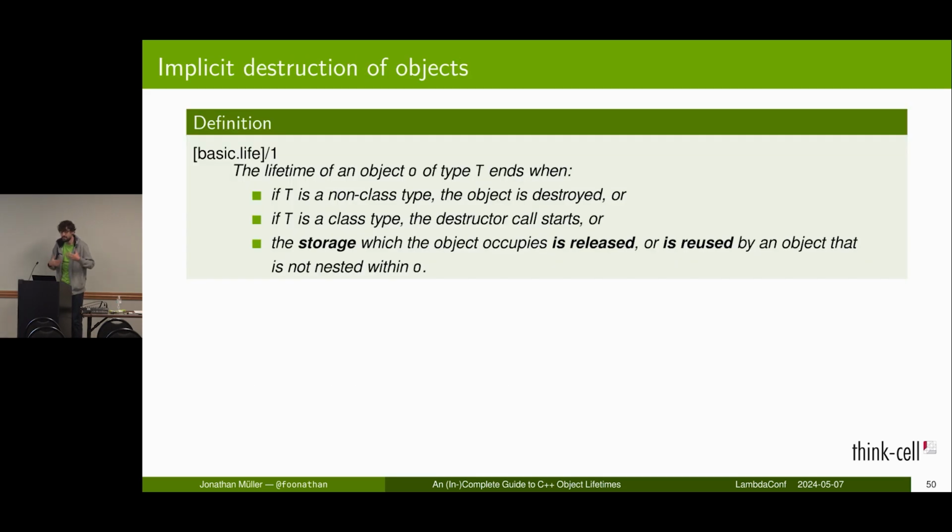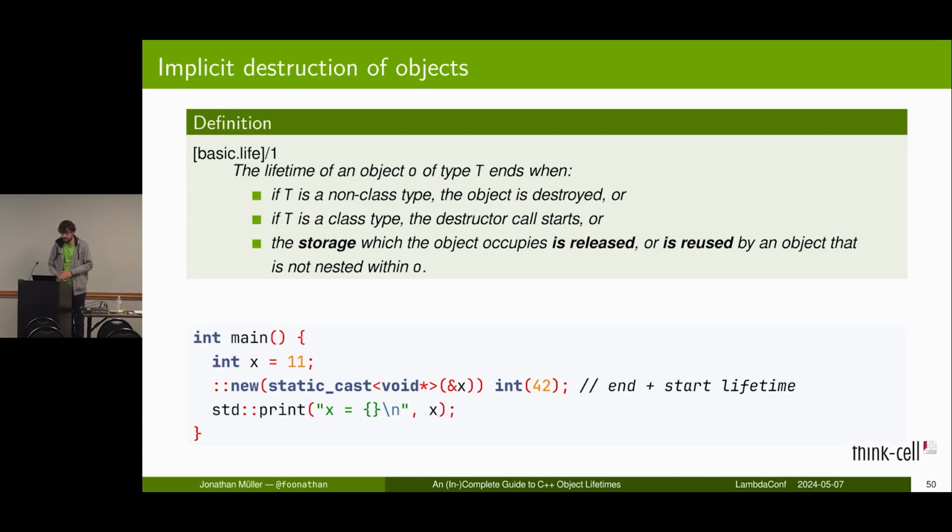So, similar to implicit creation, we also have implicit destruction. An object's lifetime ends when we destroy the object by calling its destructor, but also when we release or reuse the storage. So when we want to reuse the storage, we can just call placement new. Right? We don't have to call destroy at. This implicitly ends the lifetime of the first int object and starts the lifetime of a new int object. And then it's fine.